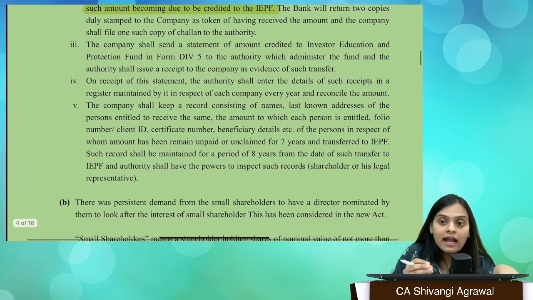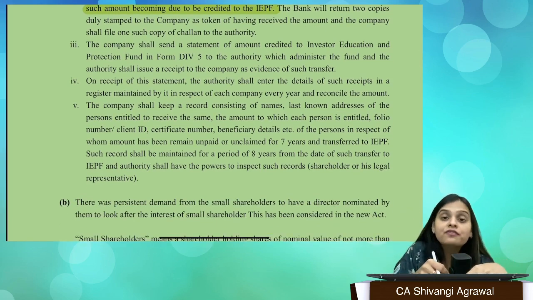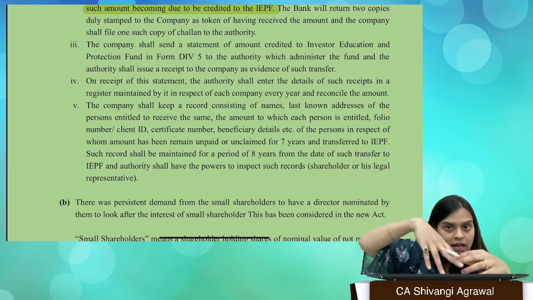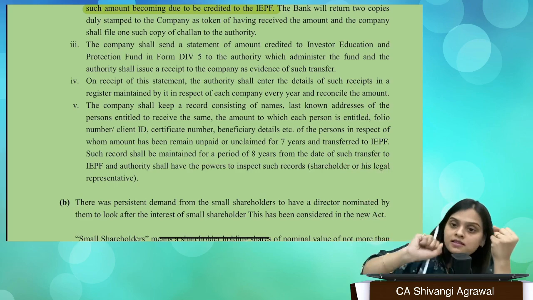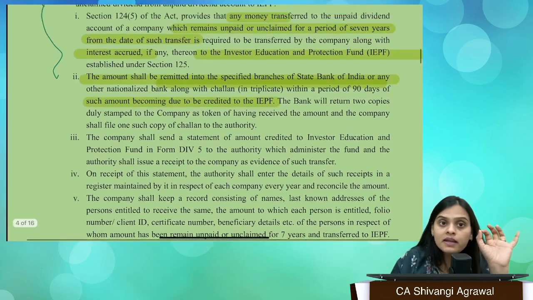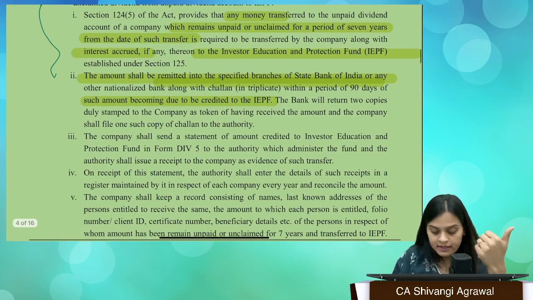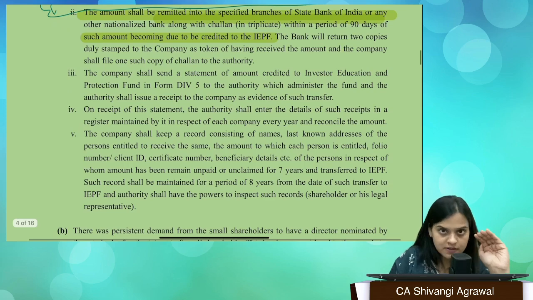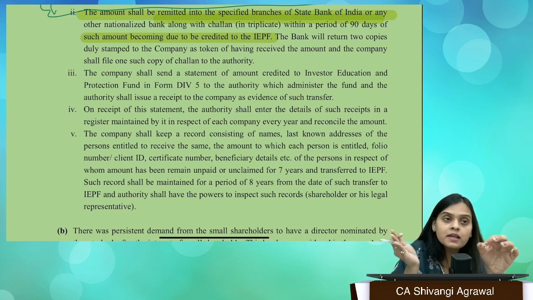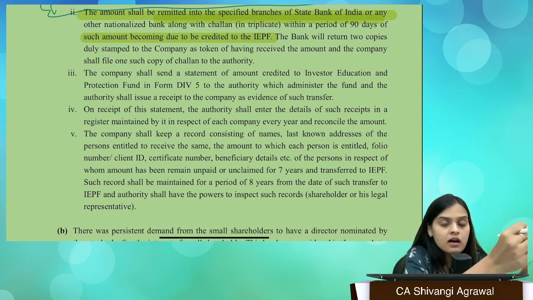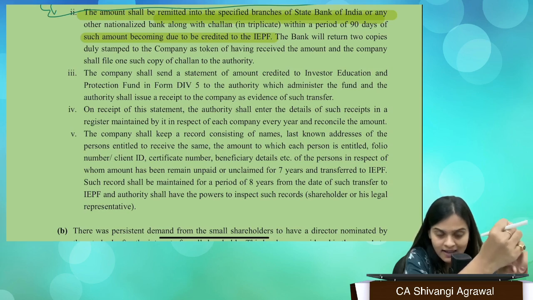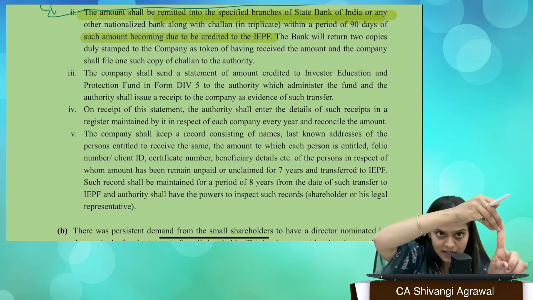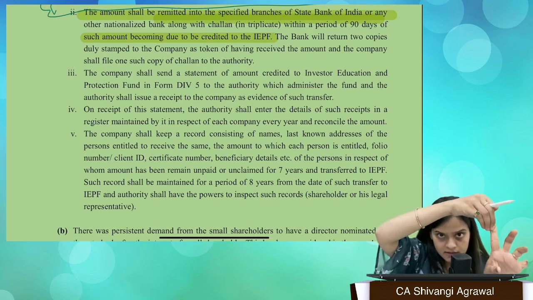Now, after that, you will prepare a statement in DIV 5 and give it to IEPF. We have the IEPF Authority which is actually administering the fund, that these are the receipts, these are the users. So what do we have to do? First we saw that within 90 days we prepared that, after that it remained unpaid for 7 years, so we transferred it to IEPF. Now how do we do the transfer to IEPF? We have to first remit to SBI or any nationalized bank within 90 days of such amount becoming due. That means after 7 years, within 90 days we did this work, and the bank will return 2 copies to us.